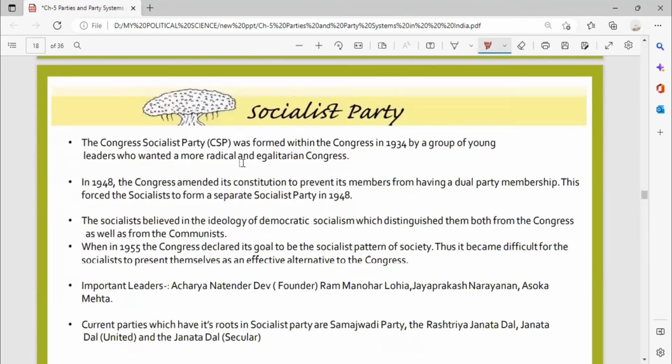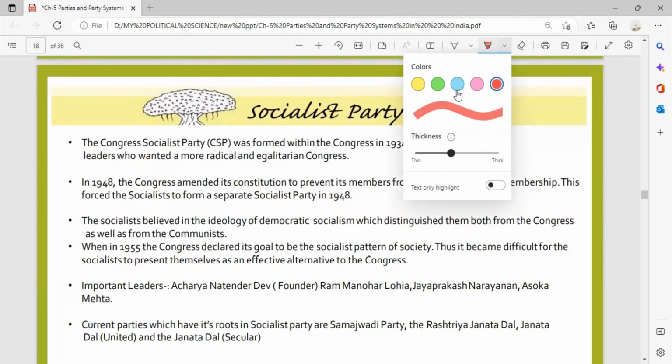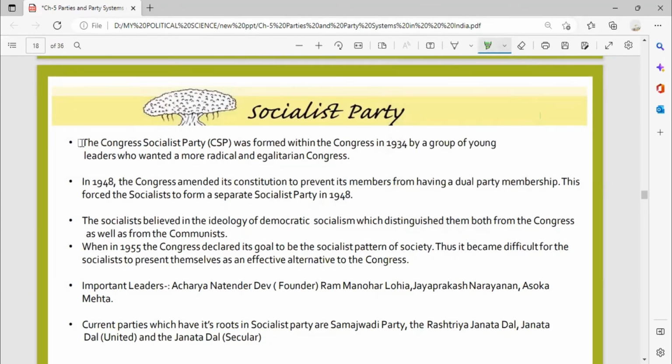Now, let us come to the Socialist Party. The second party which we are talking about is known as the Socialist Party. Let us understand what it did. So, the Congress Socialist Party also had its base in Congress. It was formed in 1934 under the Congress. These were the people who wanted a more radical and egalitarian Congress. When we read about this, there were radicals and there were pacifists. Here, these were radicals.